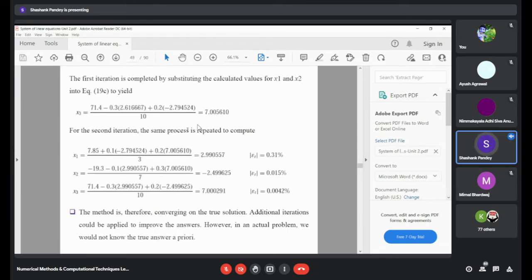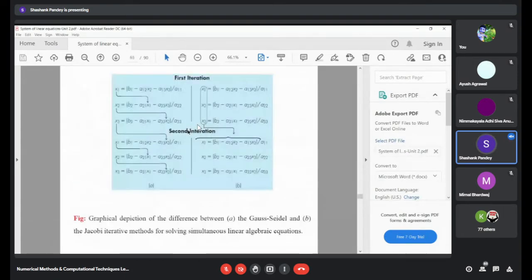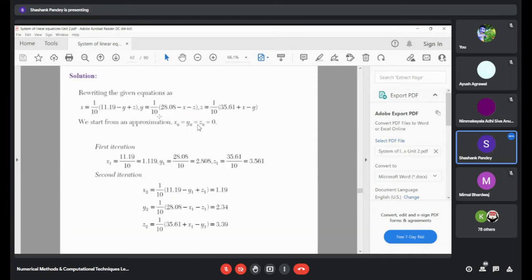So here I show this process through a picture. Let me go to this schematic diagram. Here you can see that these are the values of x1 and x2, and we only substitute the updated values here, in the computation of the next value, or the next iteration.